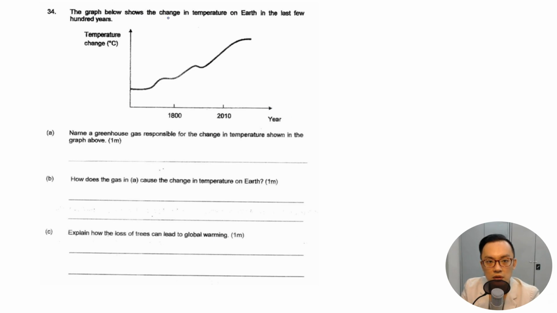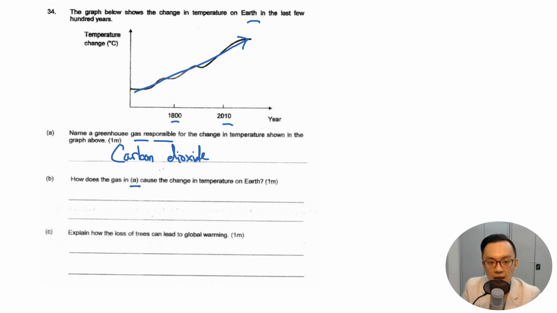The graph below shows the change in temperature on Earth in the last few hundred years. So this is year 1800, year 2010. Generally, there is an upward trend in the temperature. From last time till now, there's an upward trend. Name a greenhouse gas responsible for the change in temperature shown in the graph above. One possible greenhouse gas is carbon dioxide. There are other greenhouse gases as well, but this is the most common one that you learned.